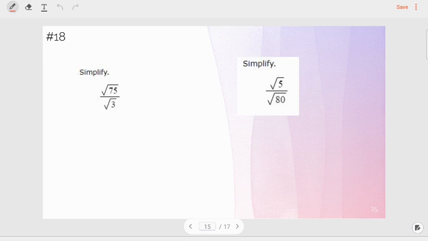All right, so that was multiplying, and some of those can get a little bit lengthy, but remember just to break it down a little bit at a time. And if you have any questions, please reach out. Let's talk about simplifying these square roots.